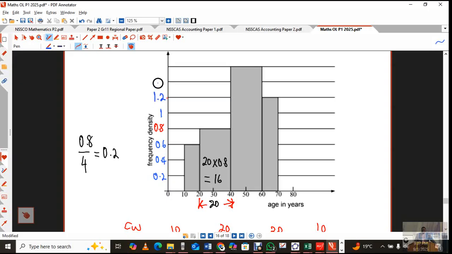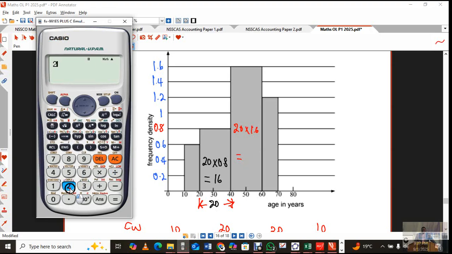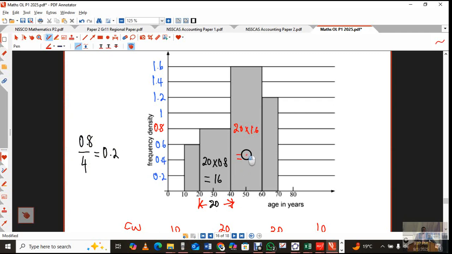Then you have 1.2, 1.4, 1.6. Now you can calculate the areas of all these triangles. This one I can actually calculate. What is the class worth? 60 minus 40 is 20, times 1.6. That's the height of that. 20 times 1.6 gives me 32.